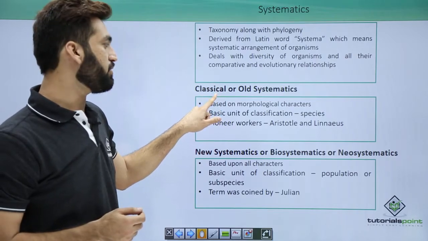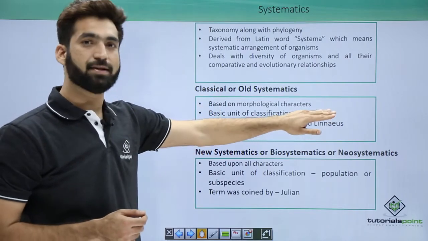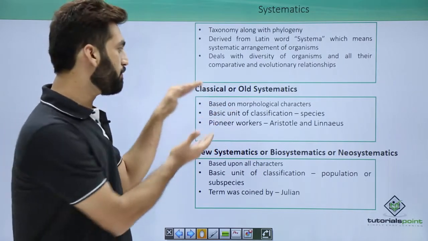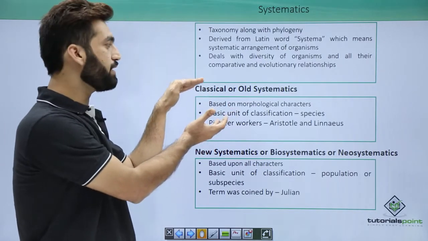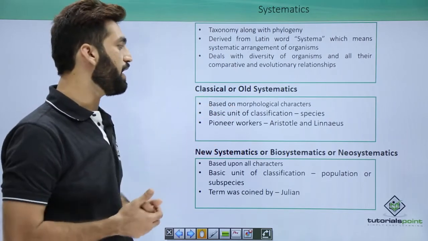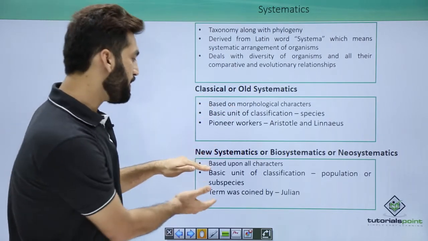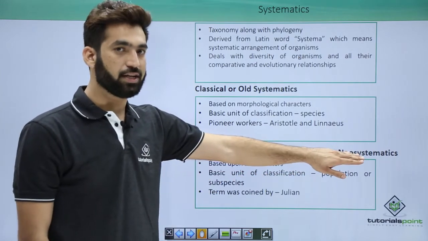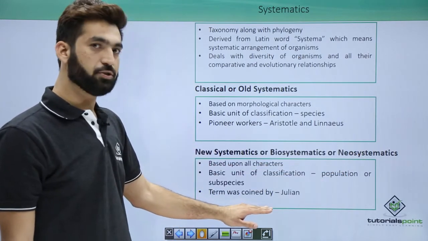According to this particular system, the basic unit of classification is species, and the pioneer workers who have worked for artificial or classical taxonomy or systematics are Aristotle and Linnaeus. The person who has actually worked for neo-systematics, which is also called biosystematics, was Julian Huxley.